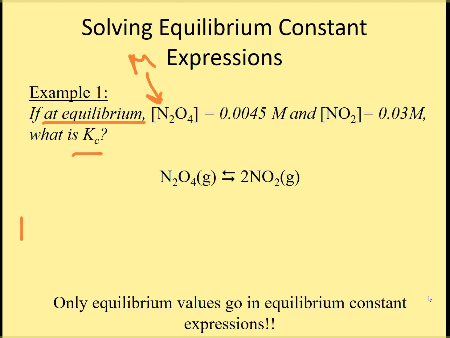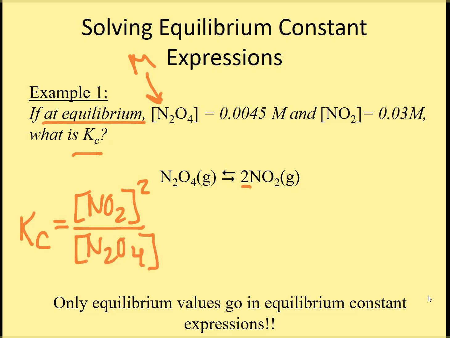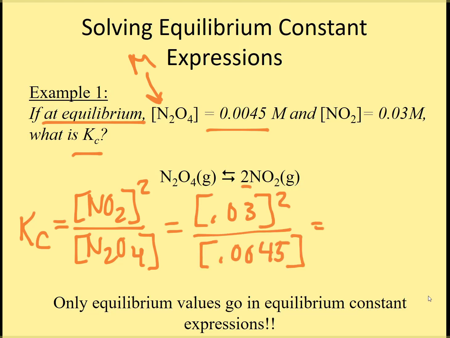So I'm going to first write my formula. So remember, it's products over reactants. So look to the right-hand side. There's my products. So your coefficients become exponents, and there's my reactants. And I have my values right here. So let's go ahead and plug each of those in. And when I do my math, I end up getting a 0.2 as a value.